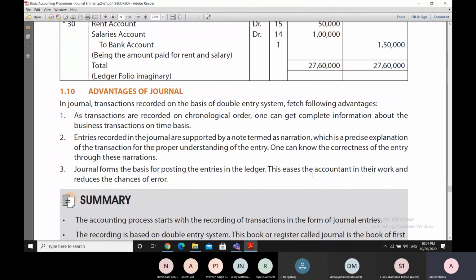Now, this makes the work of the accountant easier and reduces all the chances of making error while writing the ledger. If the ledger were to be written straight away, then it will lead to a lot of errors in the ledger if journal entries were not made initially and then transferred to the ledger.